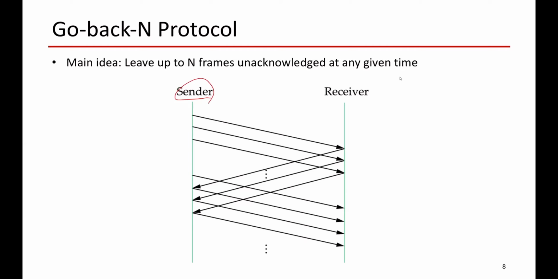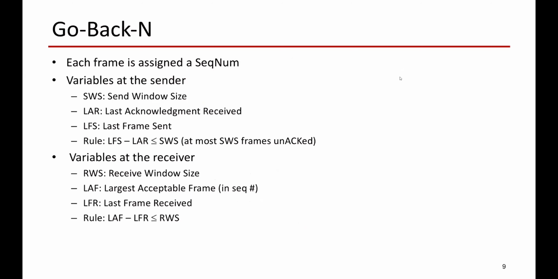Previously, the stop and wait protocol. Now I can do a go-back-N protocol. Okay. So go-back-N protocol has multiple terms. We have SWS, LAR, LFS. All these things are related to the buffer size, the buffer on the sender side, and the buffer on the receiver side.